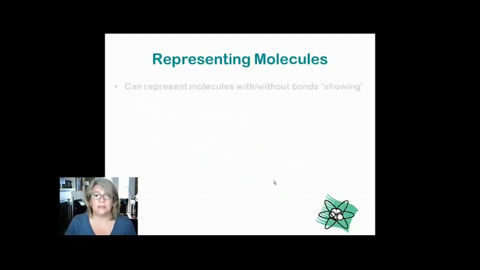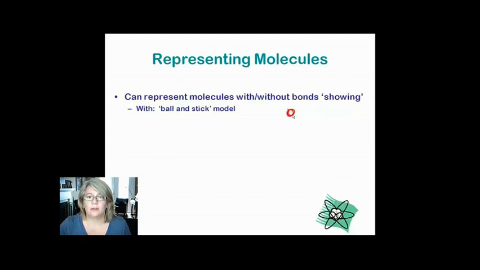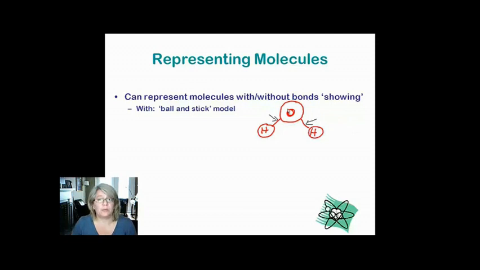There are many different ways of representing molecules. We can represent them basically in 2 different ways. We can represent them where we are showing the bonds between the atoms, and an example of that is the ball and stick model. Now, if you were to use water as an example, we've got an oxygen atom, and we've got 2 hydrogen atoms. Okay, and those 3 atoms are bonded together to make a water molecule.